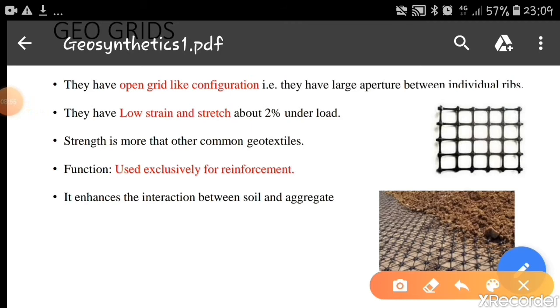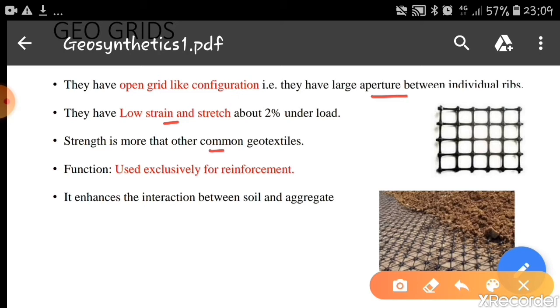So the next type of geosynthetics are called geogrids. They have open grid-like configurations, that is, they have large apertures between individual ribs. You can see here they have large rectangular openings between the ribs. They have low strain and stretch only about 2% under loads. While transferring load, they have low strain and stretch only 2% under the loads. Strength is more than other common geotextiles.